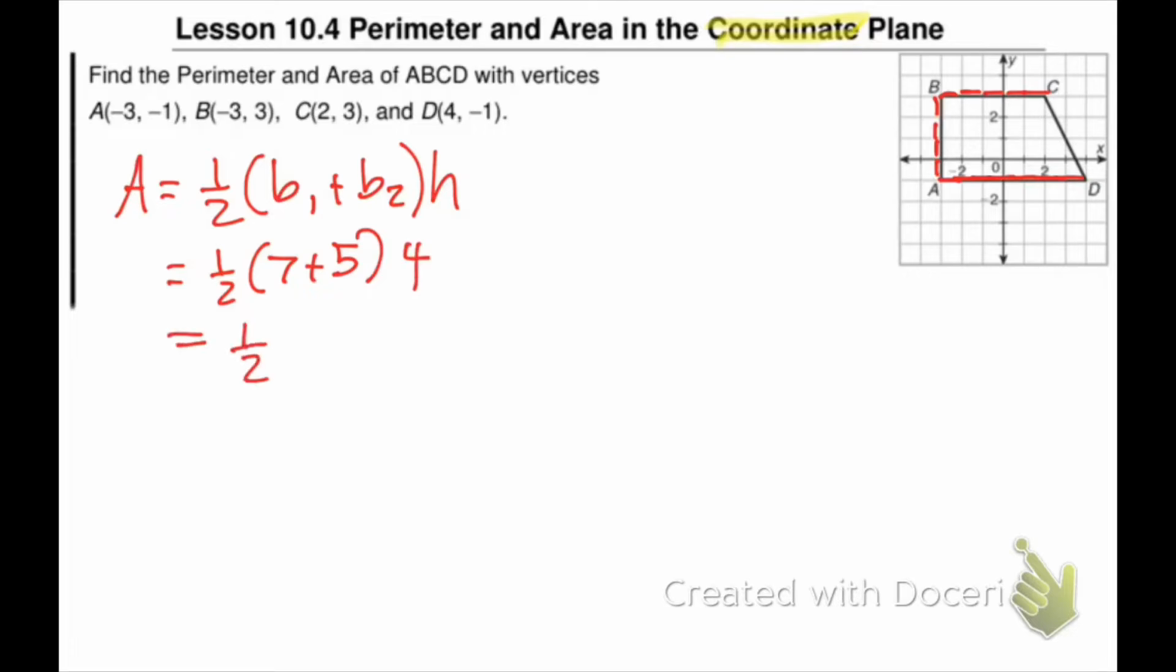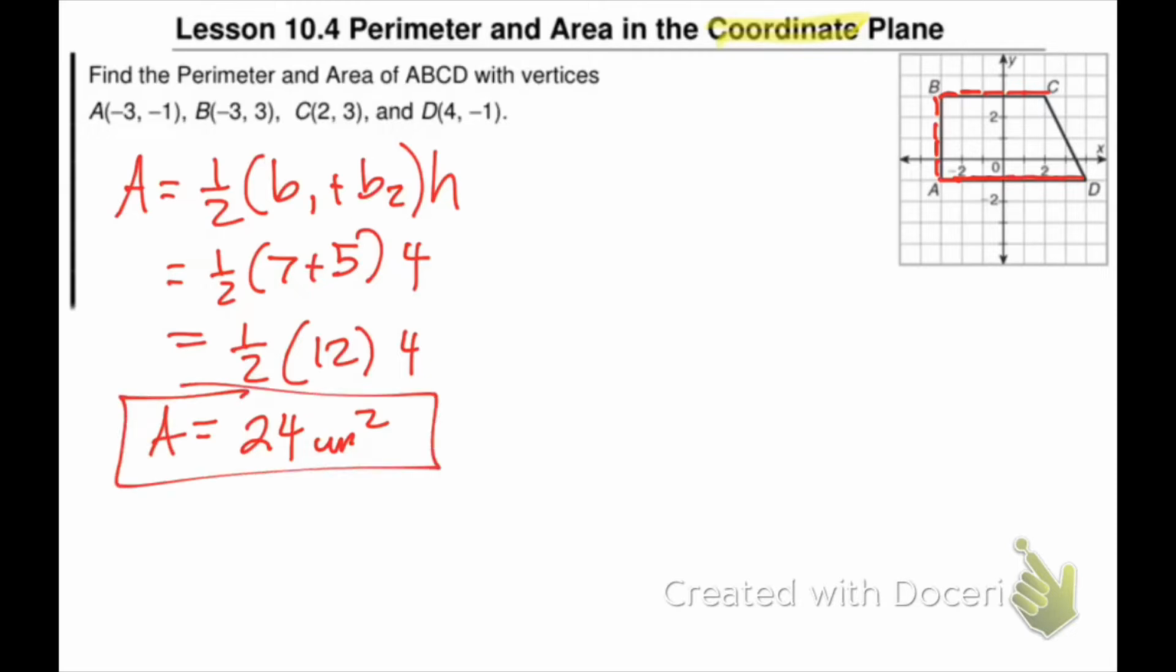So you get 1/2 times 12 times 4. Make sure you use PEMDAS. I would do 12 divided by 2, which is 6. 6 times 4 is 24. And we're just going to say units squared. That's the area. That's how I calculate the area.